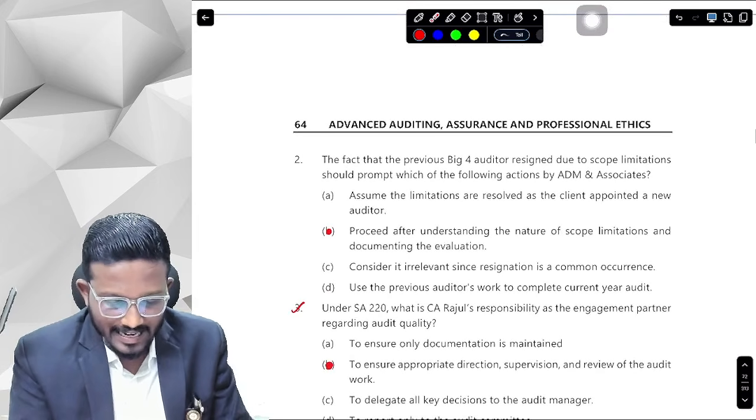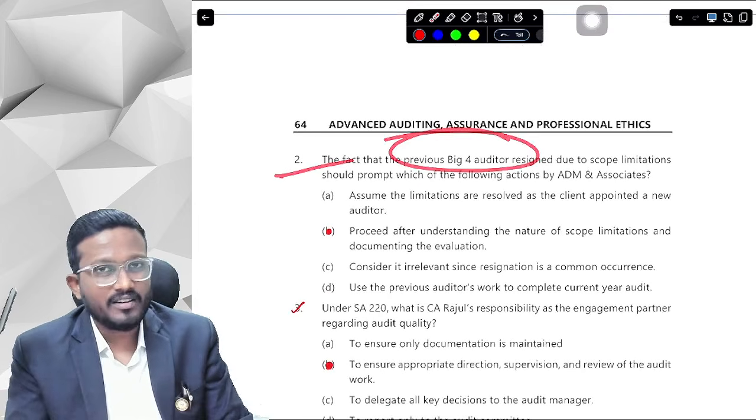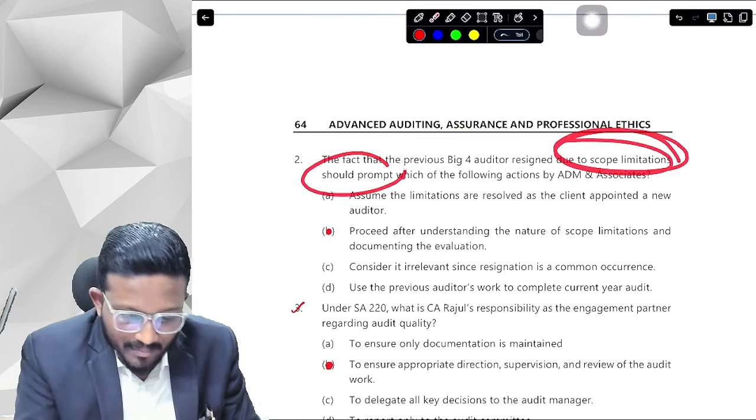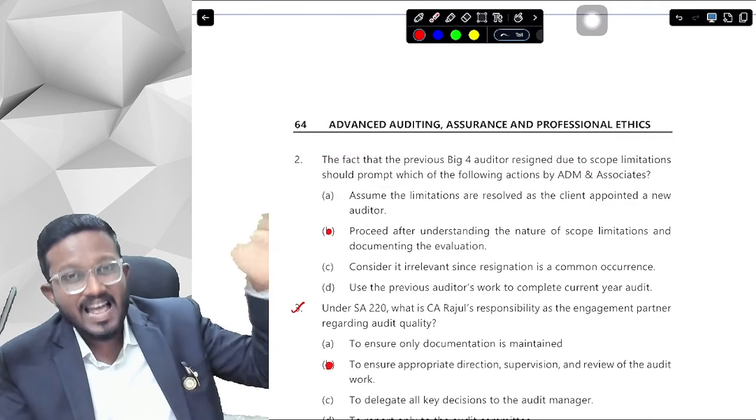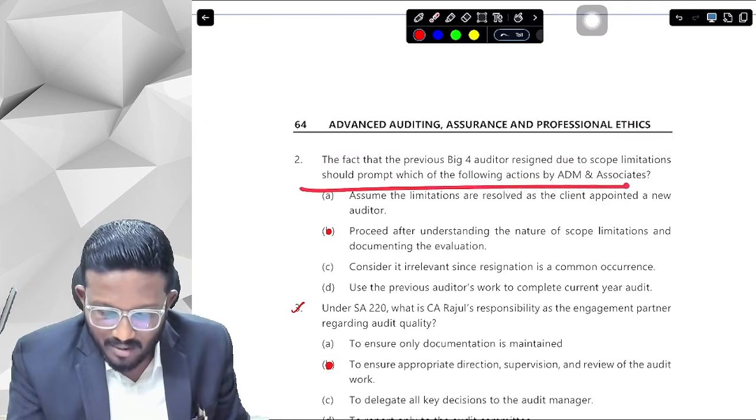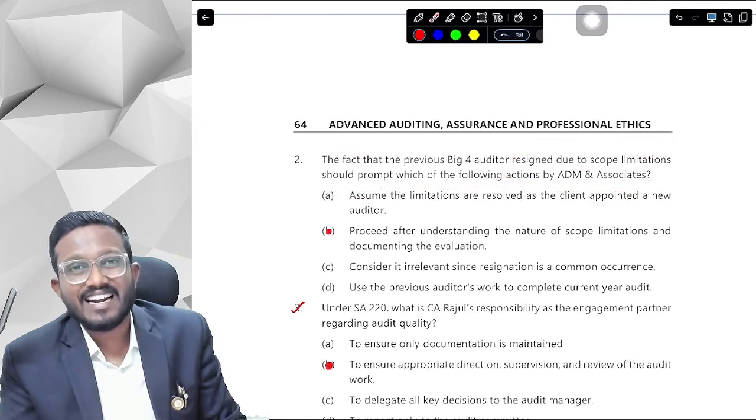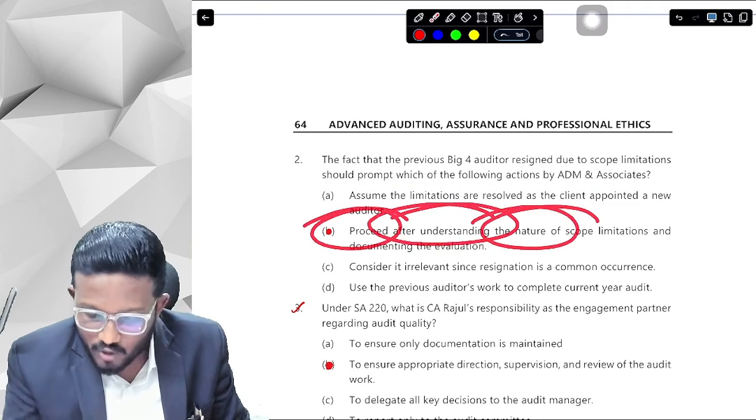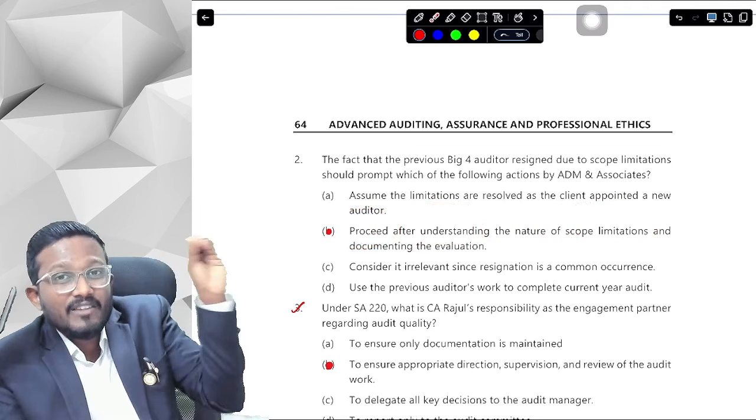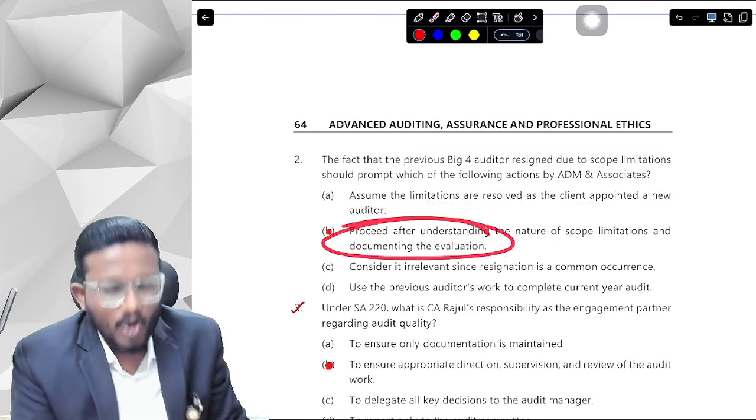Next, there was a previous Big Four auditor who has resigned due to scope limitations. Now, if an auditor has previously resigned due to scope limitations, and we have accepted the audit of this particular company, what should we do, sir? What should we exactly check? We need to proceed after understanding the nature of scope limitations. What was the limitation that was put on the Big Four auditor? And we need to document the evaluation.